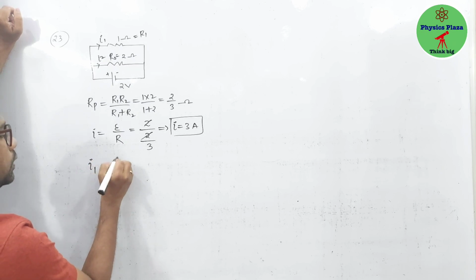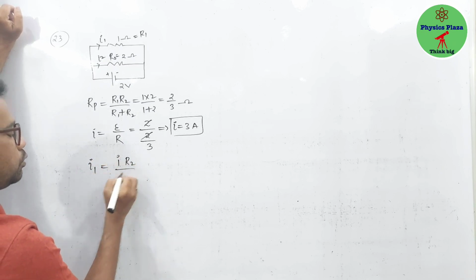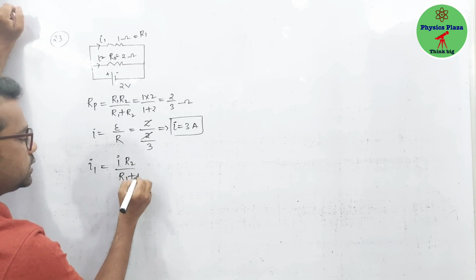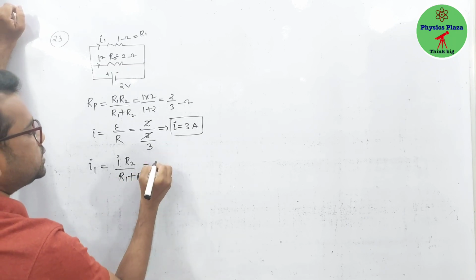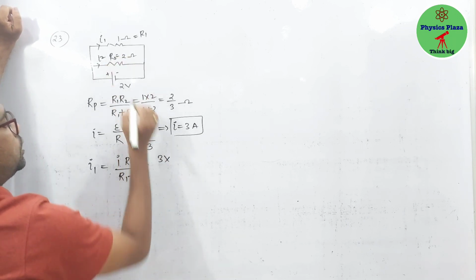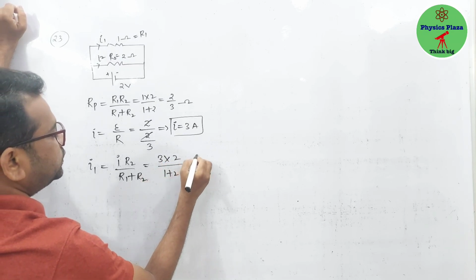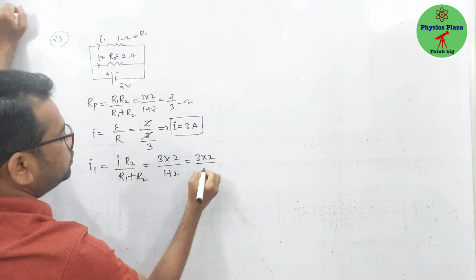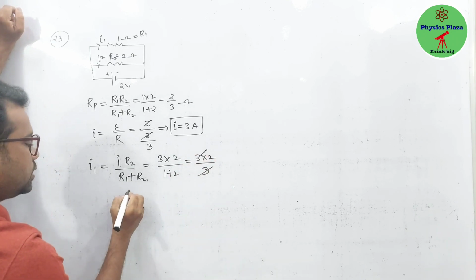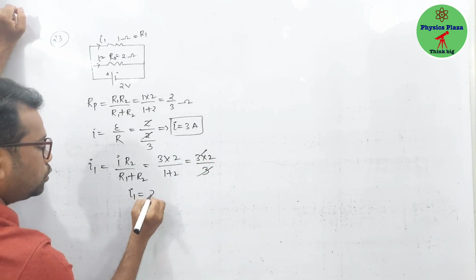I1 is equal to I into R2 by R1 plus R2. So total current is 3 ampere. R2 is 2, so this is 2 by 1 plus 2, which is 3 into 2 by 3. The 3 cancels. So I1 is equal to 2 ampere.